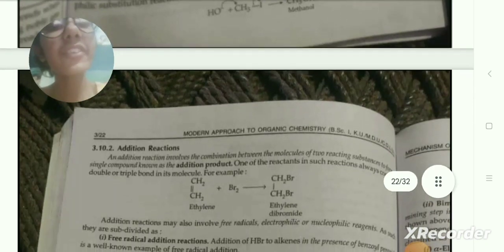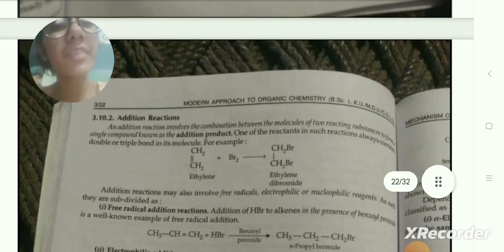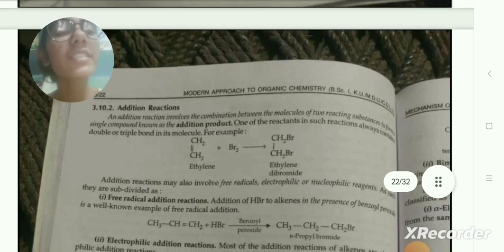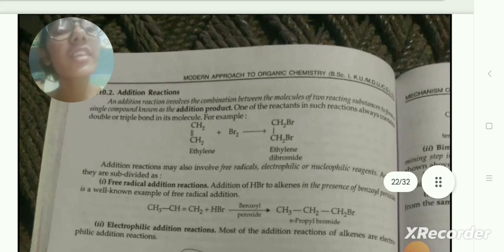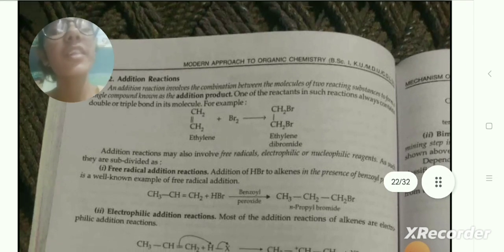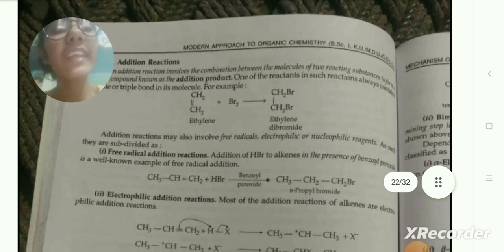Addition reaction. An addition reaction involves the combination of two reacting molecules to form a single compound known as the addition product. One of the reactants in such a reaction always contains a multiple bond in a molecule. For example, ethylene plus Br2 is converted into ethylene dibromide.